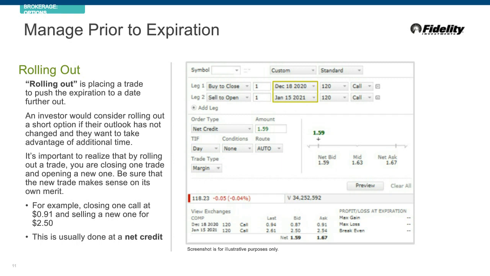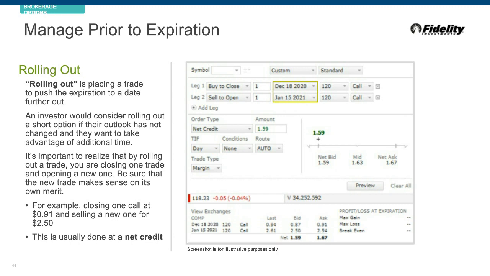Well, where does that $1.59 come from? We need to buy to close the 120 strike price call for December and sell to open the January 120 call. Well, the difference between those prices is getting us to that $1.59. If we look over on the right-hand side, we can see a net bid, a midpoint, and a net ask.